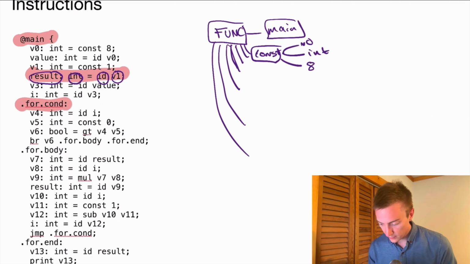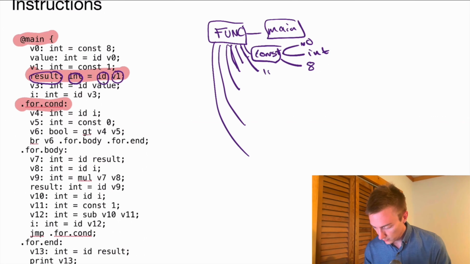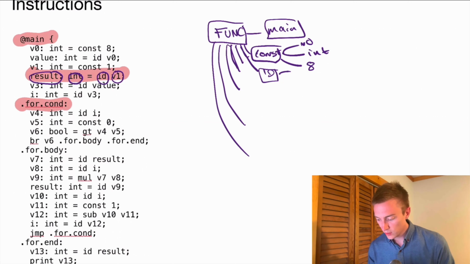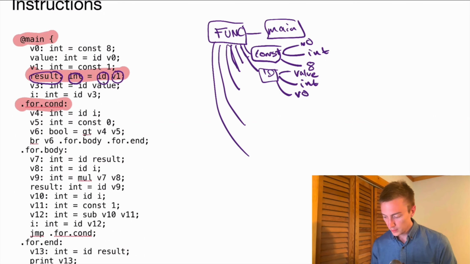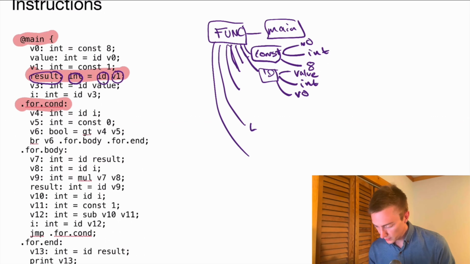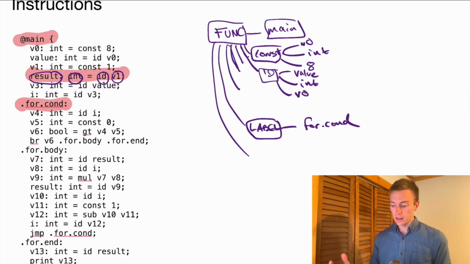So that's 8. The second thing is an ID instruction. It too has a child that's the value we're assigning into. That's value here. It has the type of that thing, just like const. And then it has a list of arguments. Here, only one argument, and that's v0. Eventually, there are also labels in here. So there's going to be a label whose name is forCond, for example, and on and on.